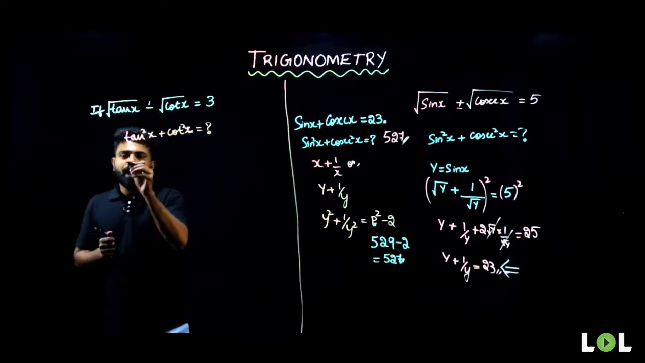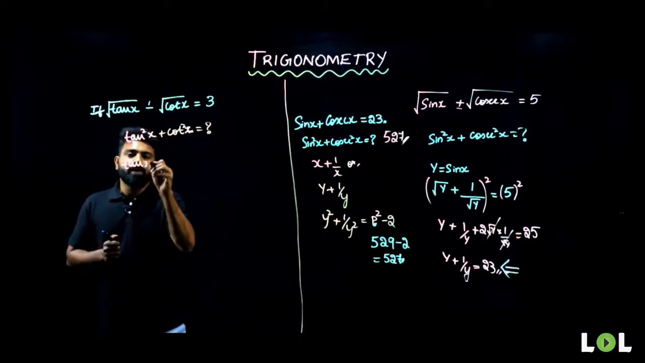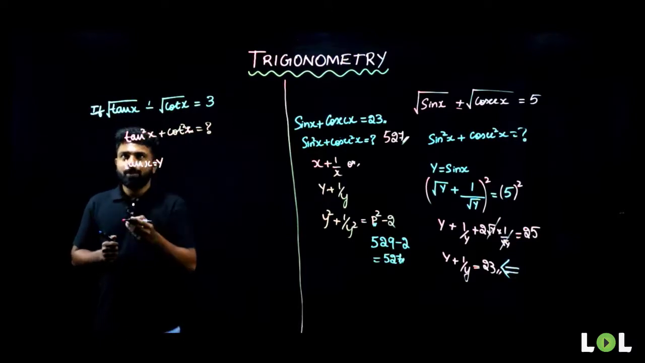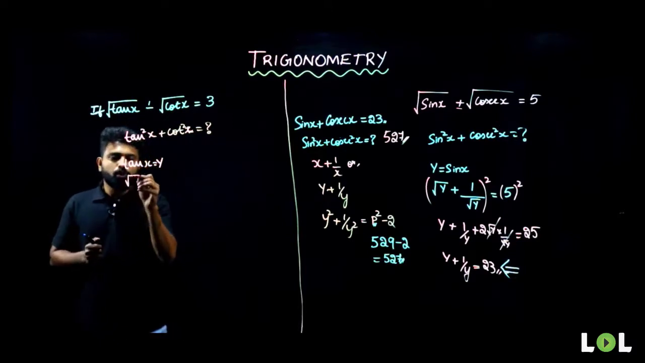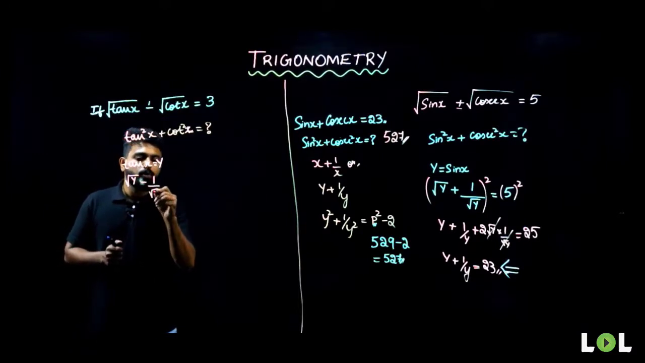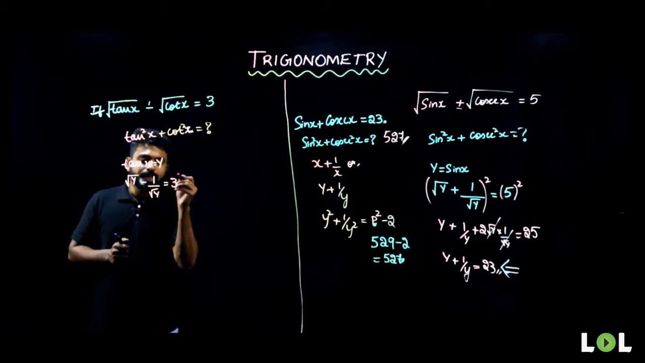What is it? I'll assume tan x to be y. Now, what will be cot x? Cot x will be 1 by y. So, what will be the value of this? Root y, plus, there is a negative sign here, so minus 1 by root y, that is equal to 3.